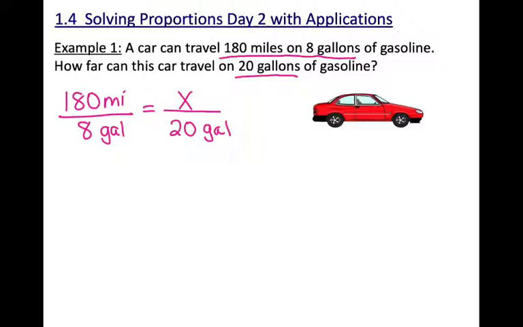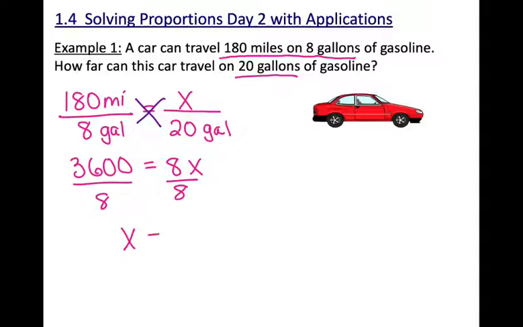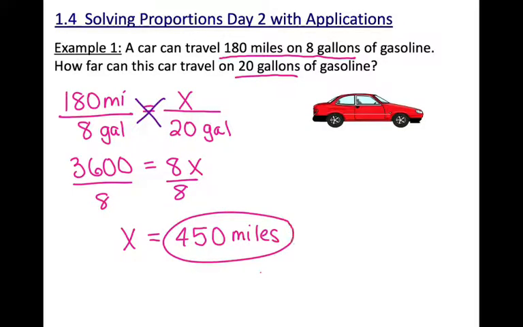And from there, we can do what we did with our other lesson on proportions and cross multiply. So when I take 180 times 20, that is 3,600 equals 8x. Then to undo that multiplication by 8, we divide both sides by 8, and we get x equals 450. Don't forget your units since we are dealing with an application. We're talking about that distance, so it's 450 miles.